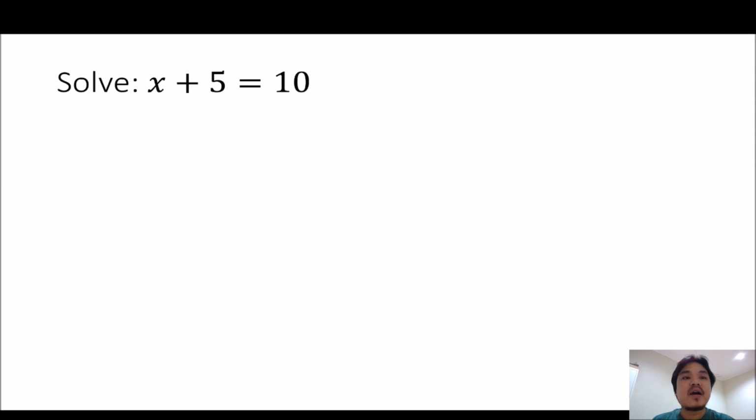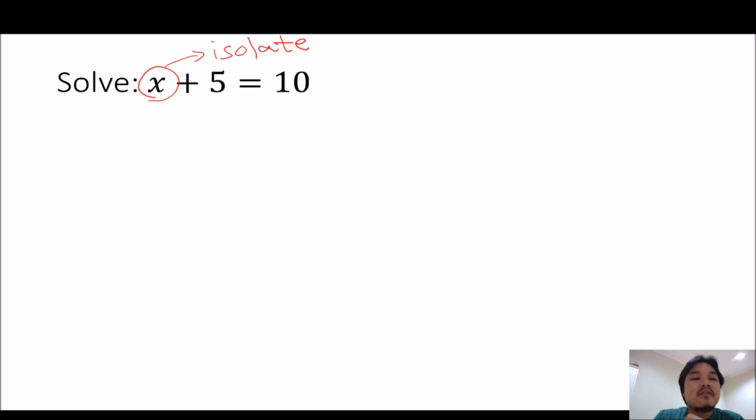Okay, let's proceed with our first example. Here, we have x plus 5 equals 10. So our unknown is x. We want to isolate the unknown to solve for the value of x.